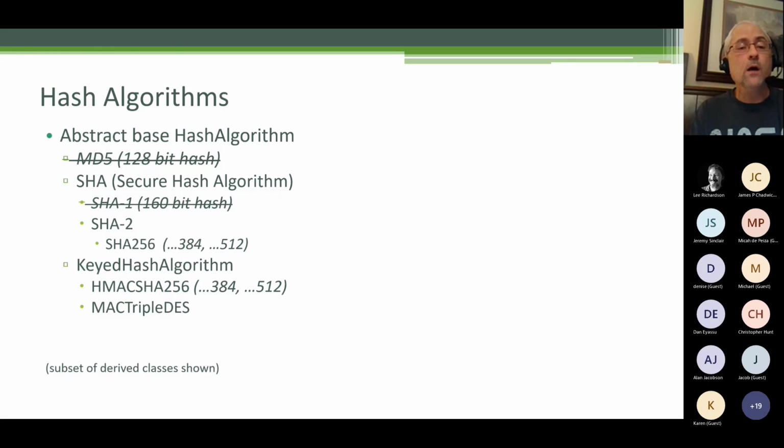SHA-1 was deprecated for PCI compliance a few years ago, so it is also considered compromised. I'm going to focus on the SHA-2 family of algorithms, and in .NET there's going to be 3 different ones depending on the size you want for the fixed output. So this is 256 bits, 384, and 512.